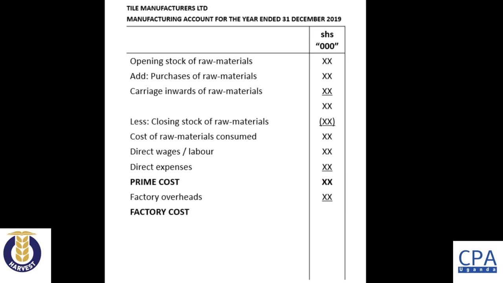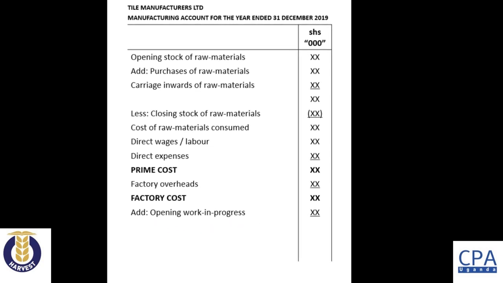So the figure that we get will be the cost of our completed goods in the factory, or what we are calling here the factory cost. That's going to be our factory cost, and as you have seen, it is made up of the prime cost and the factory overheads. At the end of the day, of course, we have some work in progress that is completed within the period. So we add the opening work in progress.